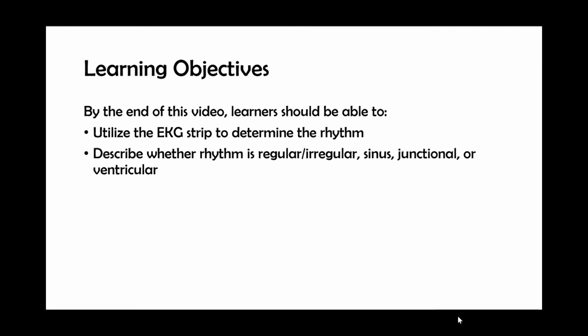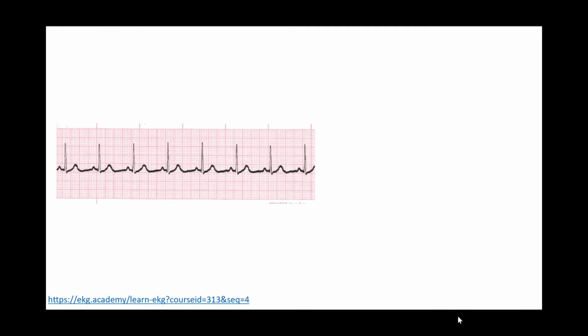Learning objectives for this module: number 1, you're going to be able to utilize the EKG strip to determine rhythm, and number 2, you're going to be able to describe whether the rhythm is regular, irregular, sinus, junctional, or ventricular. And we'll talk about what all of that means. So just as a warm-up, why don't you go ahead, pause the video, and try to identify the rate of this EKG.